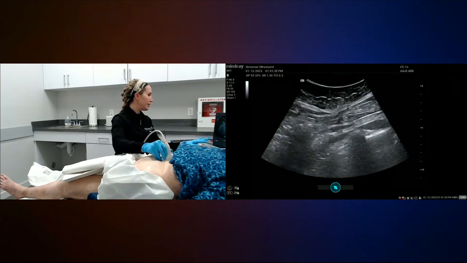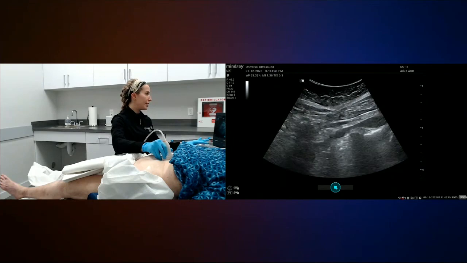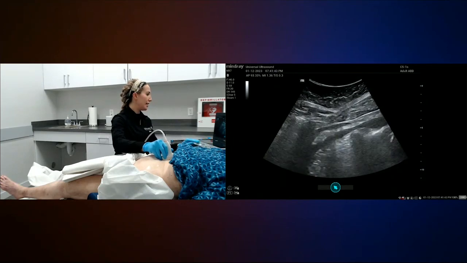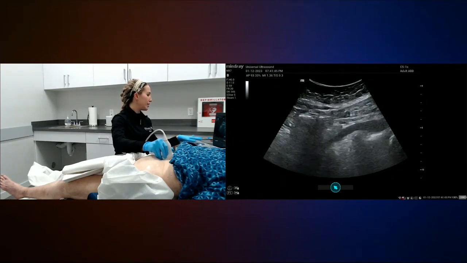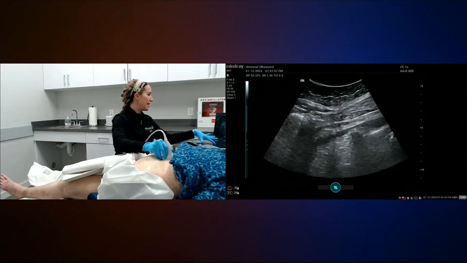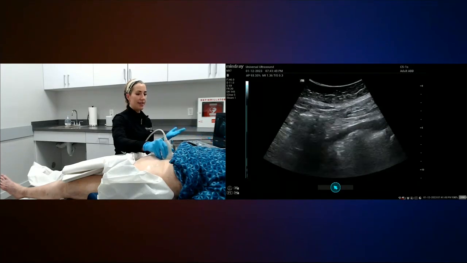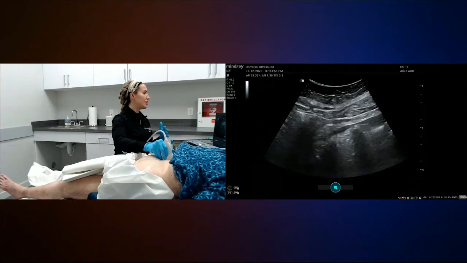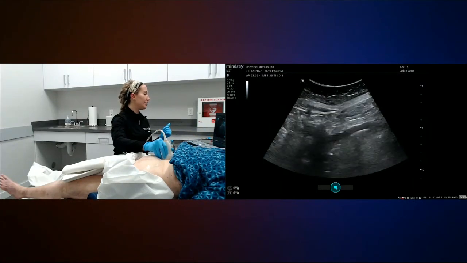There we go. So always remember that the inferior vena cava is to the right of the spine. So here we have a beautiful image of proximal, mid, and distal. And I didn't even have to maneuver my patient too much to get this image.